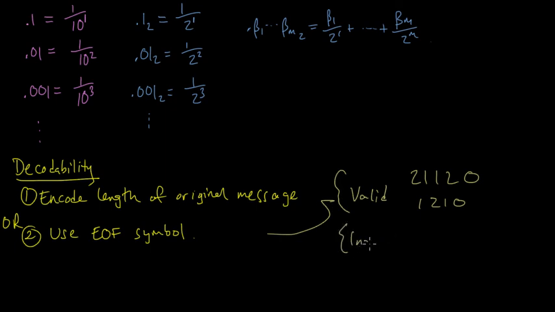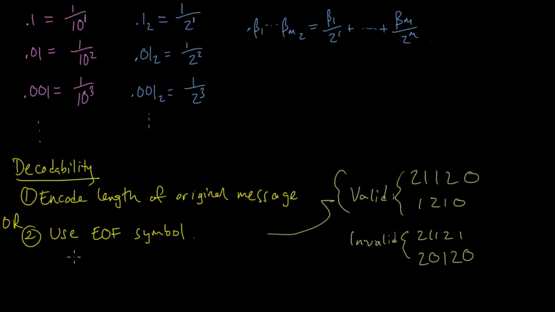Some invalid sequences would be something which didn't have 0 at the end, like 21121, or something which had a 0 somewhere else, like 20121. Even if it ends in a 0, that's not valid.